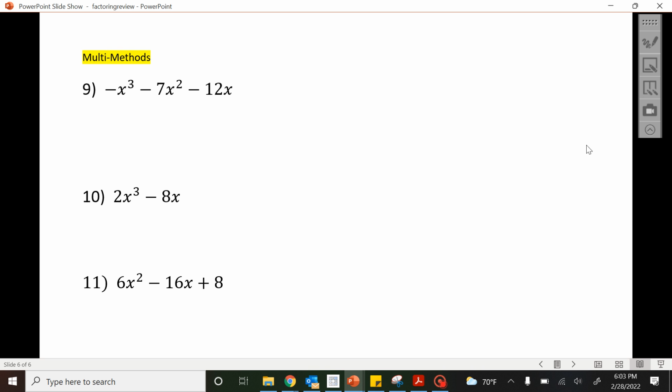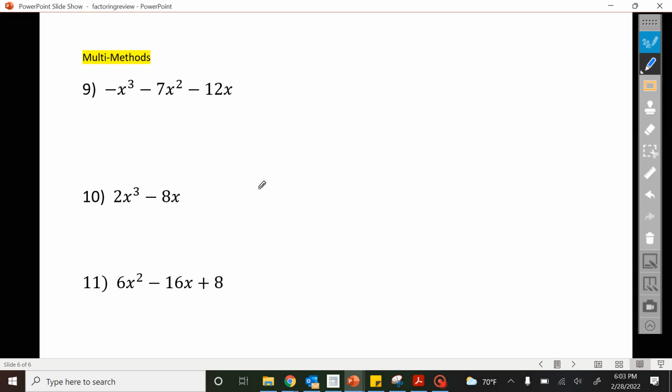Now with some problems you do have to use more than one method to try to factor them. Most of the time this just means factoring out the GCF before you do anything else. For example, number 9, we can't factor number 9 yet because there's a GCF that needs to be factored first. So before we try to factor number 9, we first factor out the GCF.